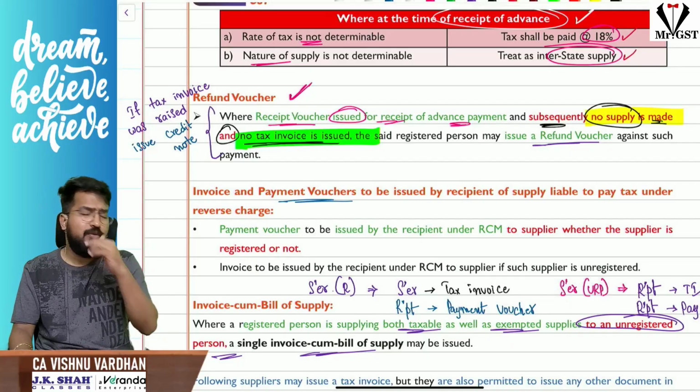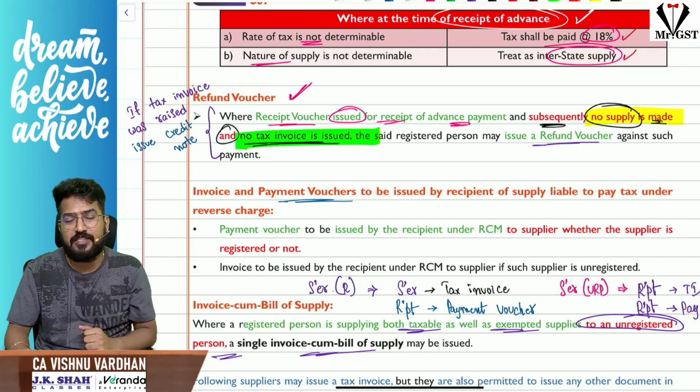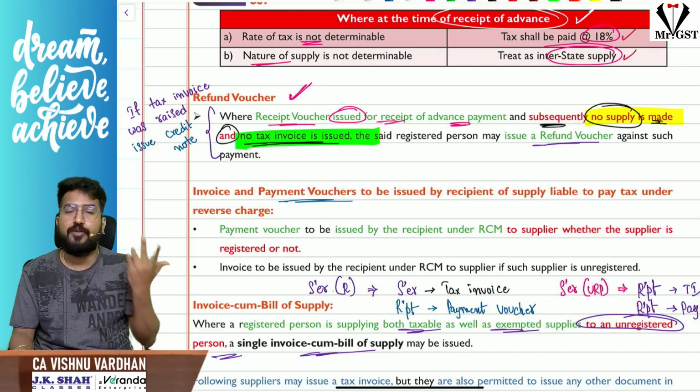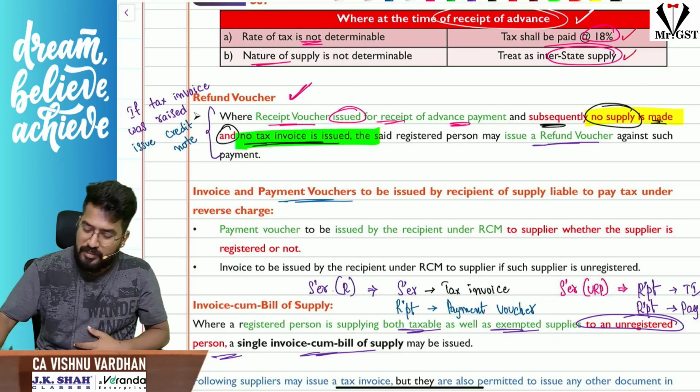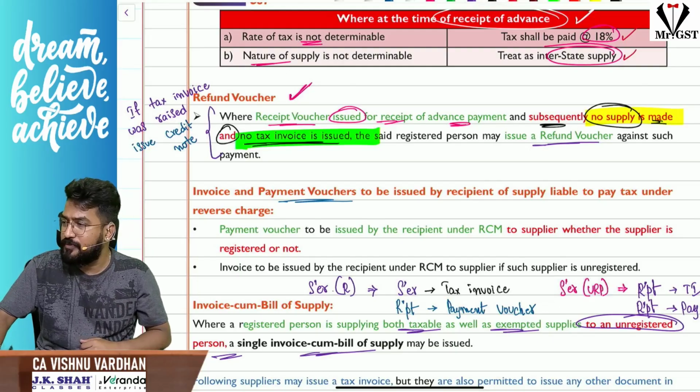Clear? Now you may get a doubt, sir, what if I have raised an invoice? Then you will issue a credit note and give it to him instead of going with a refund voucher. So that is all about refund voucher.